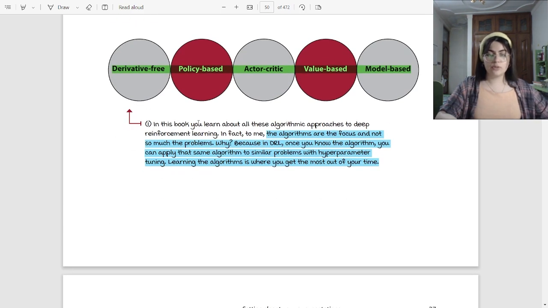And it says that in this book you'll learn about these algorithmic approaches to deep reinforcement learning. To me, the algorithms are the focus, and not so much the problems. Why? Because in DRL, once you know the algorithm, you can apply that same algorithm to similar problems with hyperparameter tuning, and that's correct. Learning the algorithms is where you get the most out of your time.